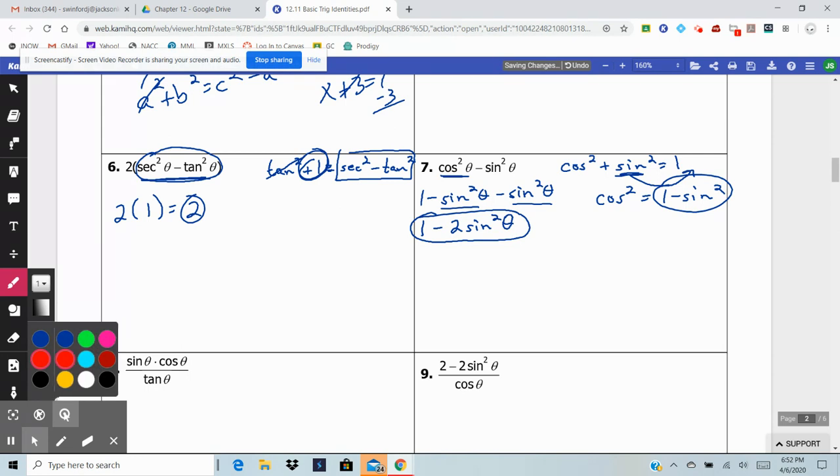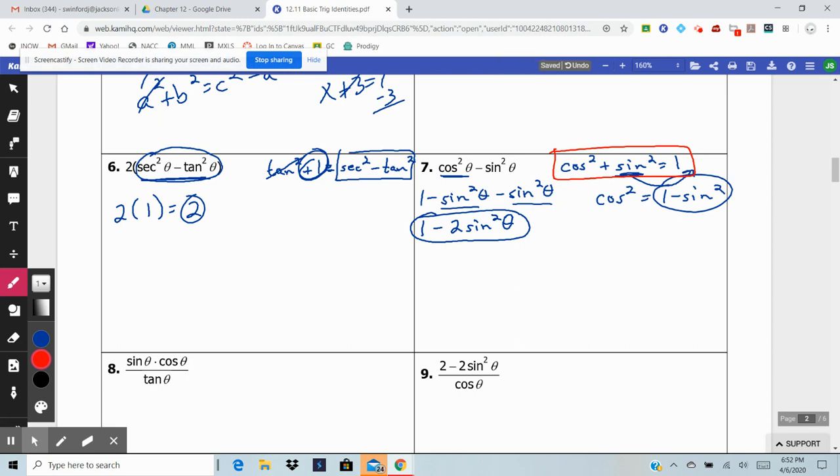Let me change colors here. You could also say, well, let's take our first equation up here, our Pythagorean identity. What if you move the cosine squared over? You have sine squared is actually the same thing as 1 minus cosine squared. And I'm leaving my thetas off. So take your original problem and take out sine squared and replace it with 1 minus cosine squared. So then you have cosine squared.